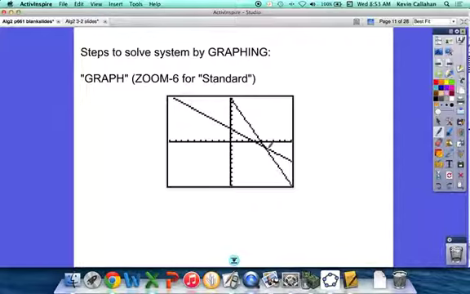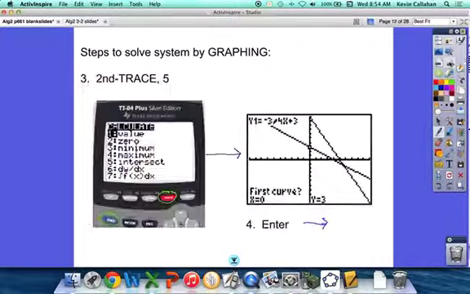But now we're going to learn how we use the calculator to actually find that exact point. So this is what you want to do. This is step 3. Step 3 is second trace. So second trace, and you should see that menu come up right in front of you.